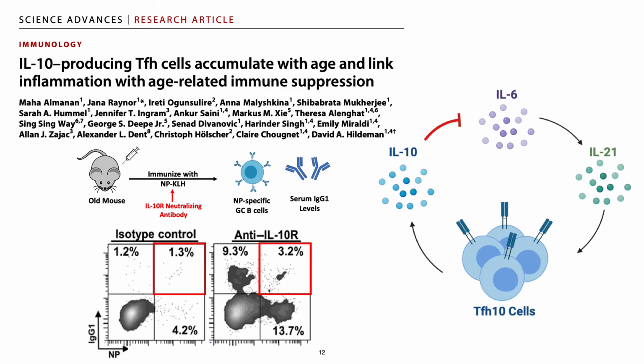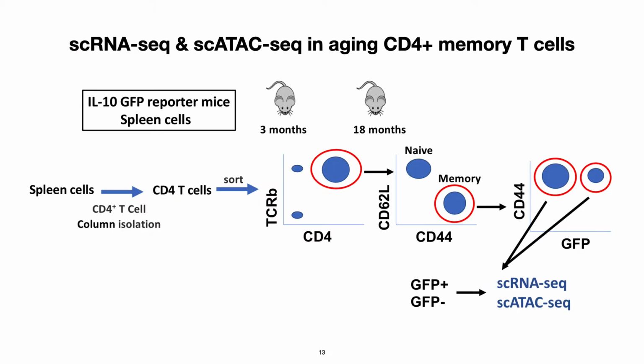In this study, they show that these Tfh-like cells accumulate. We call them Tfh10 cells due to their production of IL-10. Their emergence is likely a counterbalance to chronically elevated inflammatory factors such as IL-6 in old age. They also show that these Tfh10 cells accumulate after immunization in old mice, and blocking IL-10 signaling increased B cell responses in old mice.